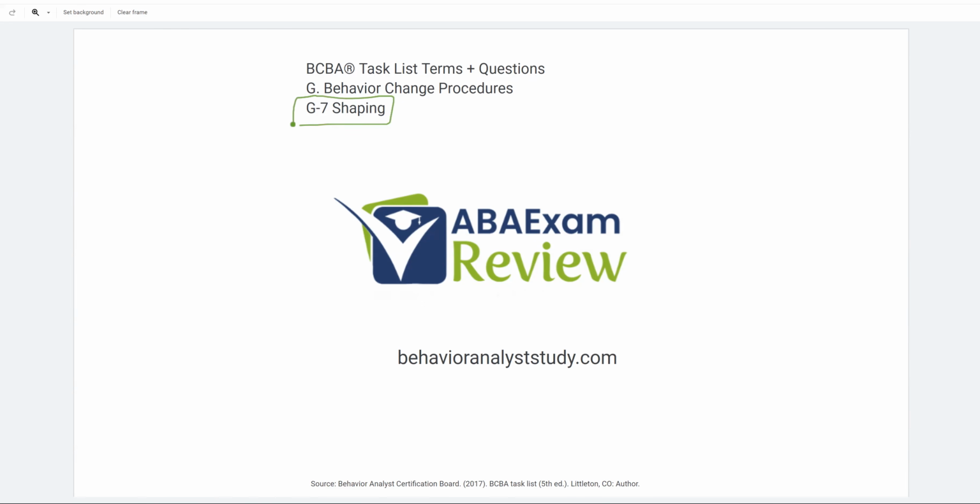Today we're continuing behavior change procedures with G7, shaping. Shaping is an essential tool in our toolbox for increasing behavior, for decreasing behavior. It's just very, very powerful when we're trying to slowly build up to what we would consider a terminal or final behavior. So understanding how to shape and what shaping is, is an essential part of your toolkit as a behavior analyst.